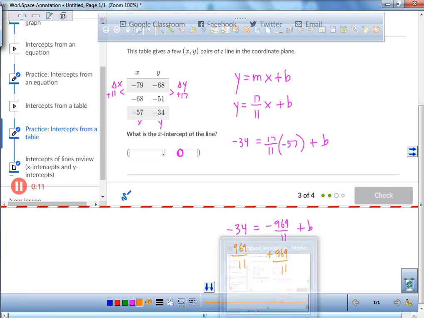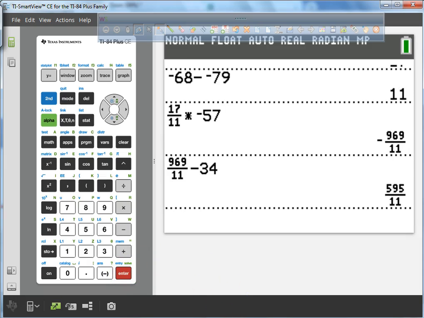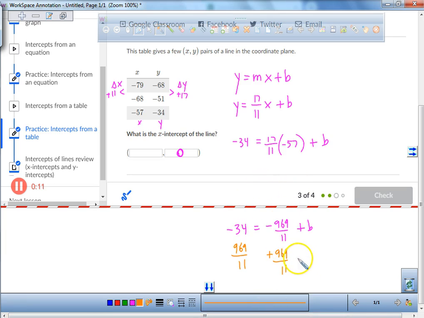Negative 34 plus that. Oh, hold on, I got to change it from 969 over 11, and then I'm basically going to take away 34. Press enter: 595 over 11. Wow, that's an ugly y-intercept. So our y-intercept, our b value, is equal to 595 over 11.